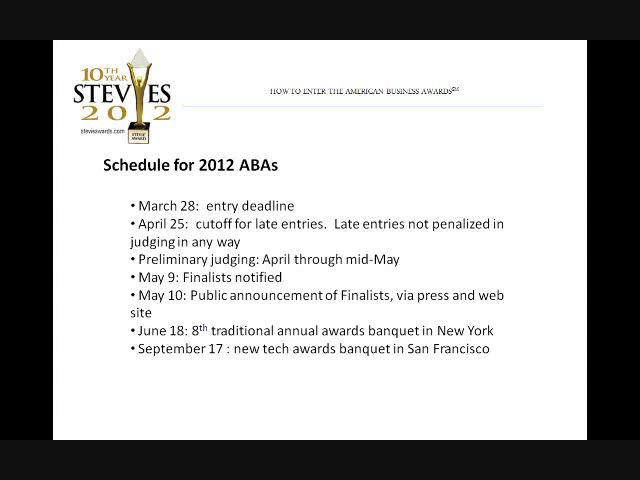Preliminary judging will begin right after the March 28th entry deadline and continue through mid-May. Finalists will be notified on May 9th and then publicly announced on May 10th. This year we're going to have 2 awards banquets. Our traditional banquet will be on Monday, June 18th at the Marriott Marquis Hotel in New York City. And we're adding a second banquet on Monday, September 17th in San Francisco for awards in all of the tech-related categories. And I'll tell you in a moment which categories will be recognized at which event.